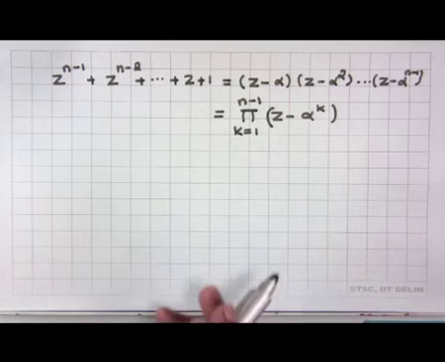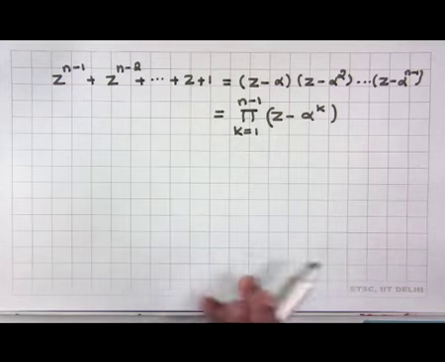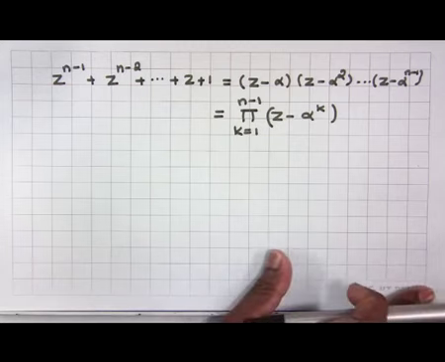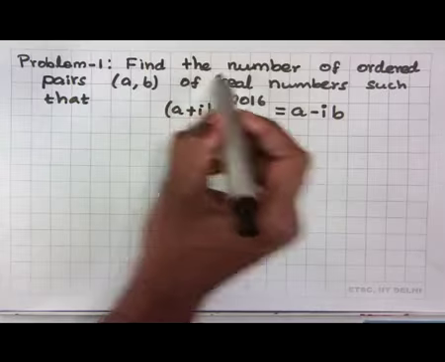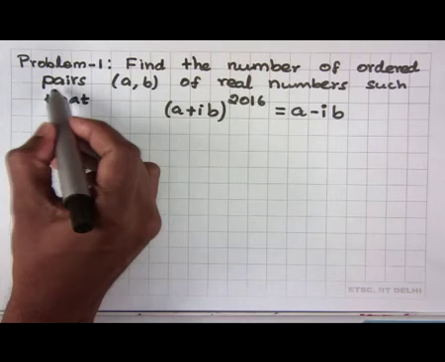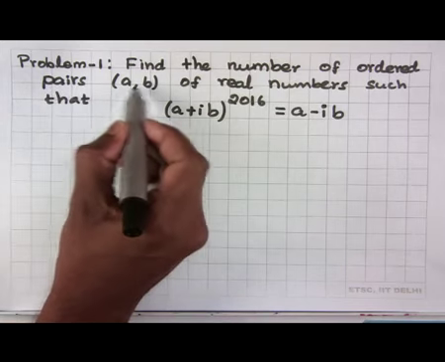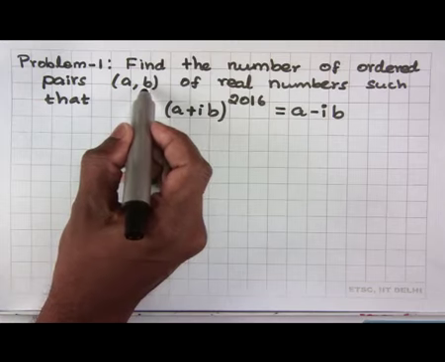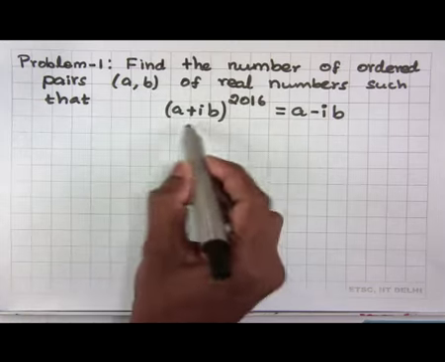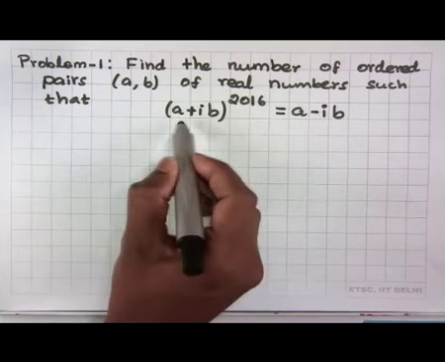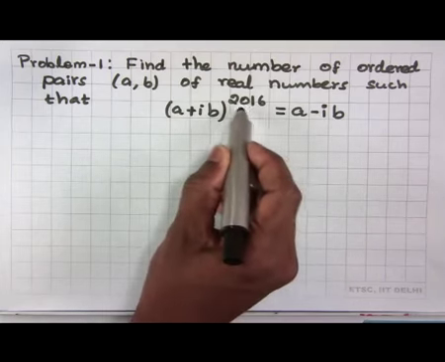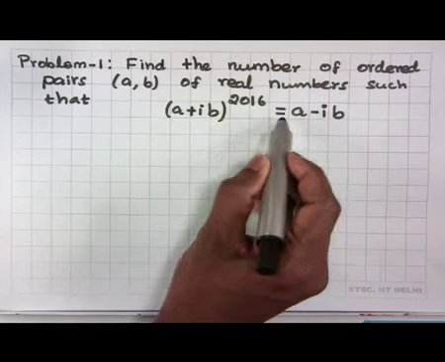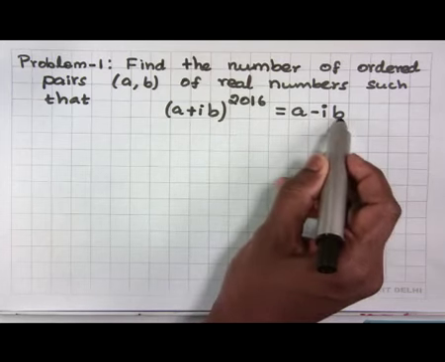With this remark, let us move to a simple problem. Find the number of ordered pairs a comma b where a and b are real numbers such that it satisfies this equation: a plus ib power 2016 equal to a minus ib.